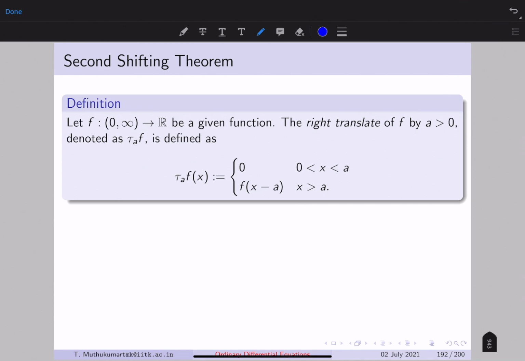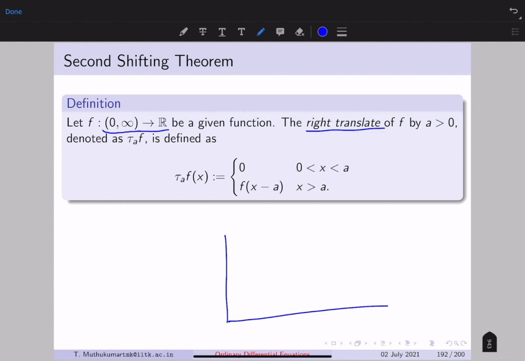Now this is the second shifting theorem. Okay, so to state the second shifting theorem, let's introduce the translate of a function. In this case we are introducing the right translate of a function. So suppose you are given a function f, right? f which is from 0 to infinity to R. So basically the graph of the function is in the first quadrant here.